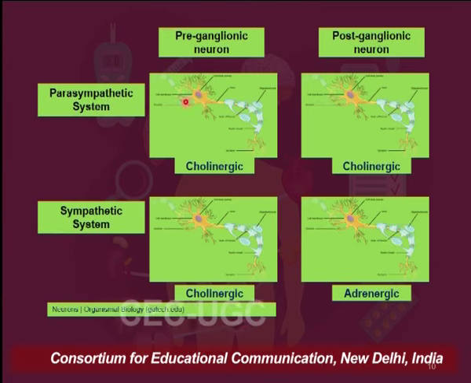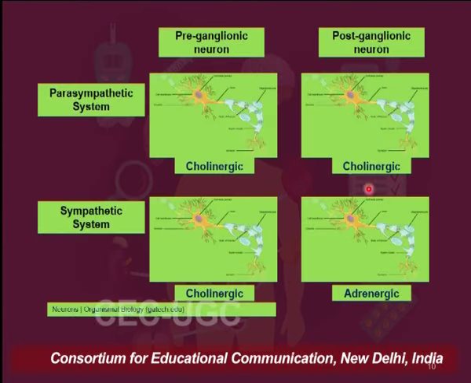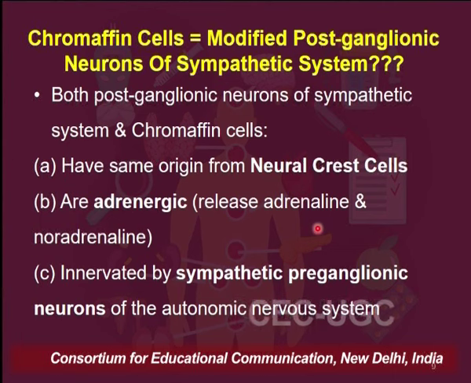been shown here. So this is your parasympathetic nervous system and this is the sympathetic nervous system, wherein the preganglionic neurons are cholinergic in nature, that is they will produce acetylcholine. But the postganglionic neurons of the parasympathetic nervous system are cholinergic, while those of the sympathetic nervous system are adrenergic. Hence, now I hope you can understand why chromaffin cells are called modified postganglionic neurons of the sympathetic nervous system.